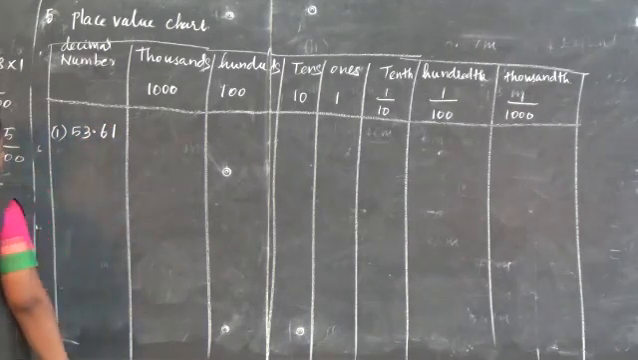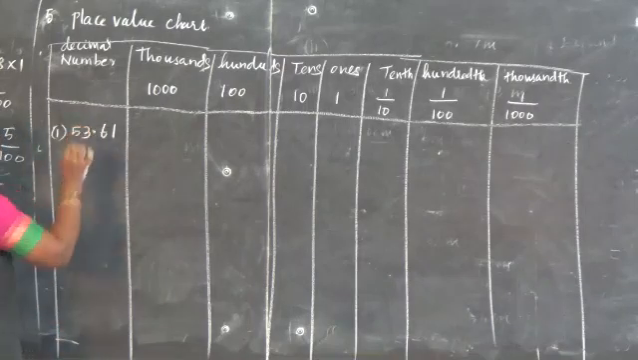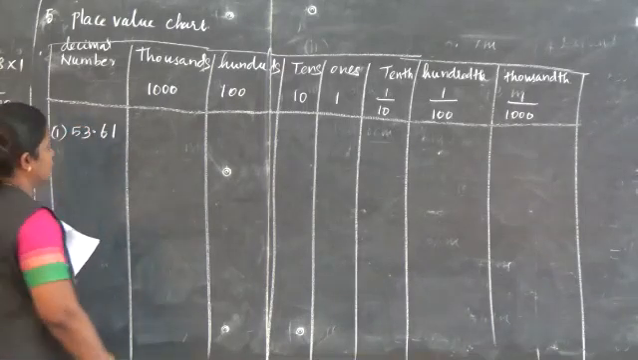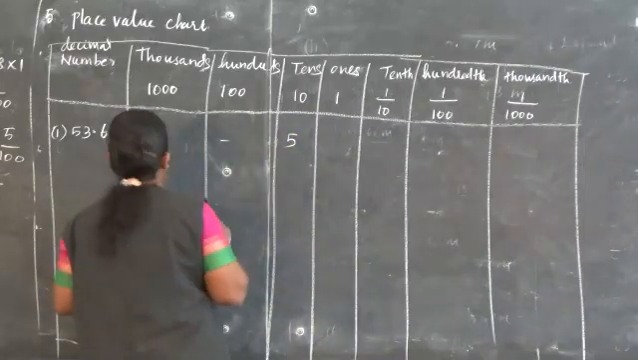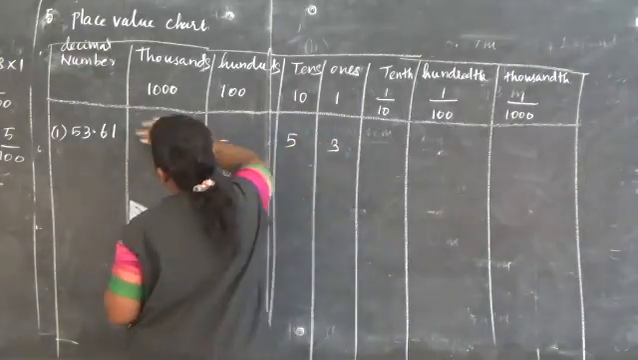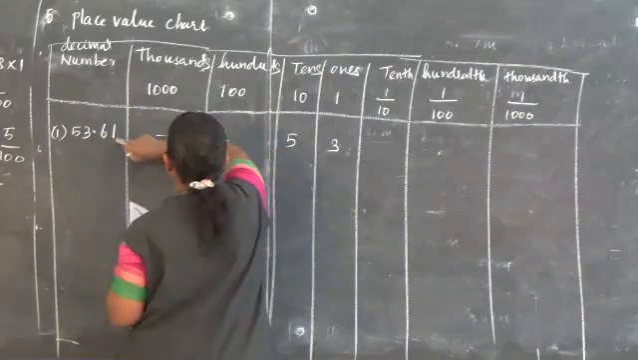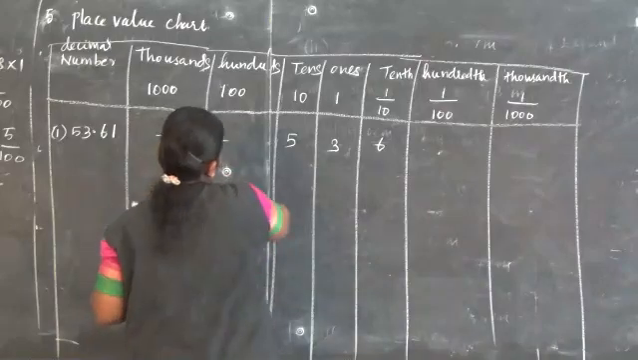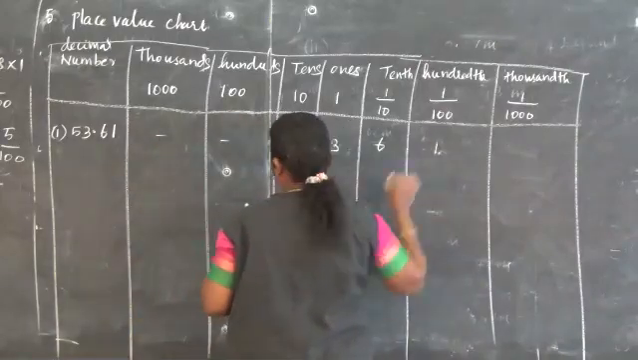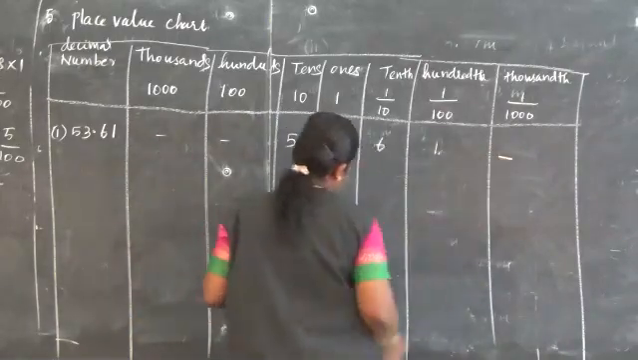53.61. What about 53? Here ones and tens. Only two digits are given to us. So no thousands, no hundreds, only tens. 3 ones. How many tens are there? 5 tens are there. Then 6 tenths are there, so I am writing here. Then how many hundredths are there? 1 hundredth. No thousandths place.